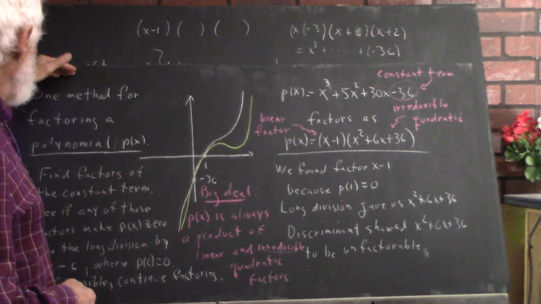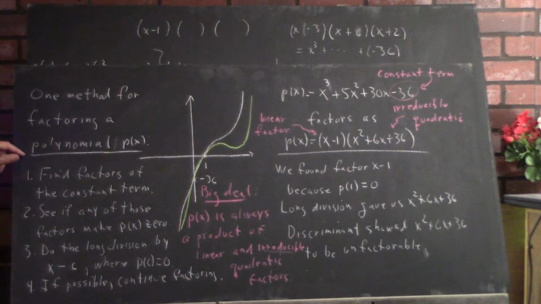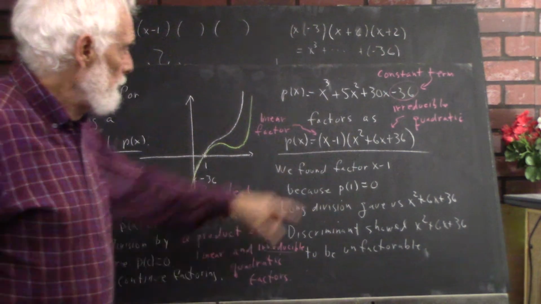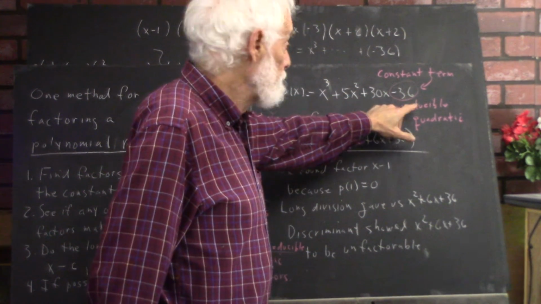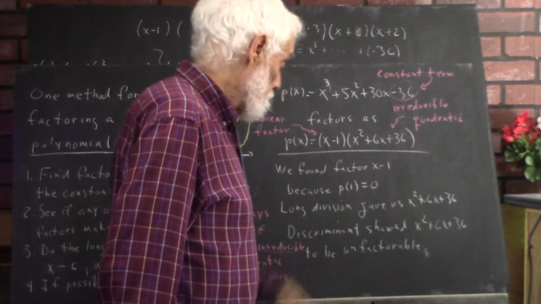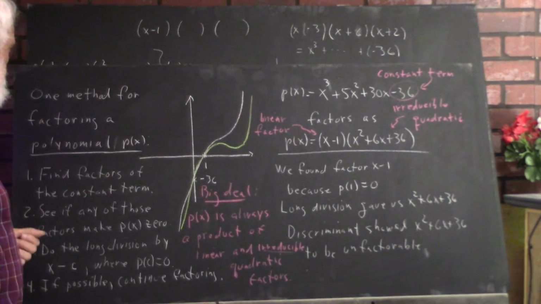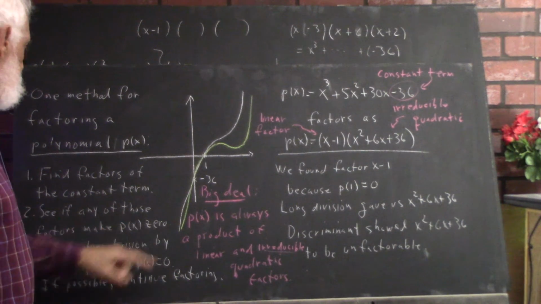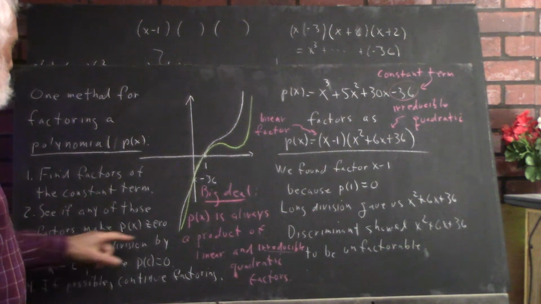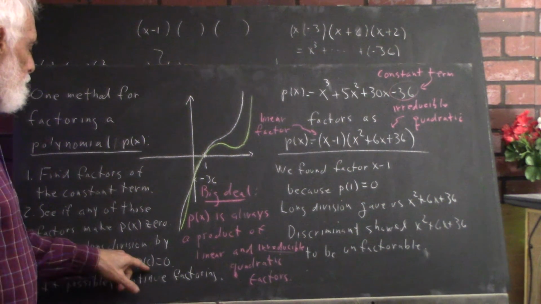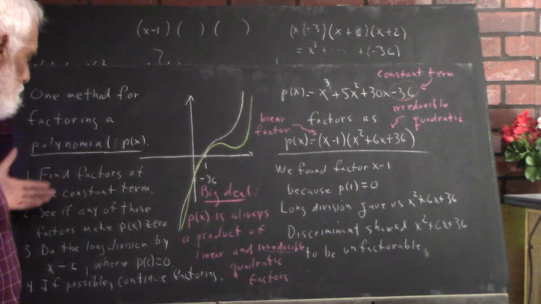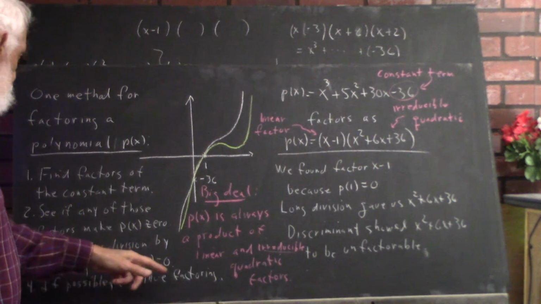So one method for factoring a polynomial, to summarize, you find the factors of the constant term. And by the constant term, what do I mean? Well, I mean the negative 36 in this case, the term that isn't variable. It doesn't have an x in it. This is constant. No matter what x is, this is negative 36. So you find the factors of the constant term, see if any of those factors make p of x 0. You do the long division by x minus c, where c is the number that makes the polynomial 0. The factor of 36 that makes this thing 0.